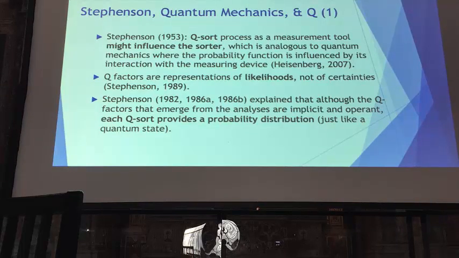We, of course, know that he drew on his knowledge of quantum mechanics in many, many manuscripts, both published and unpublished. In the study of behavior, he described the Q-sort process as a measurement tool that might influence the sorter, which is analogous to quantum mechanics, where we know that attempting to measure the position of a particle in a well makes the particle move. Very much like Q-sorts. Even yesterday, a presenter was talking about how many of her subjects, when they did the Q-sort, commented that it made them really reflect more on their thoughts about the topic at hand.